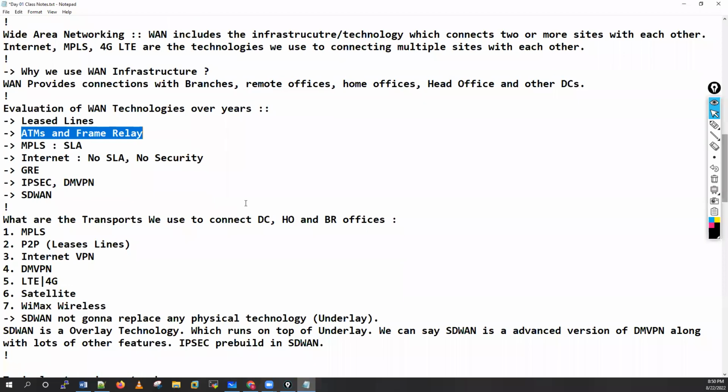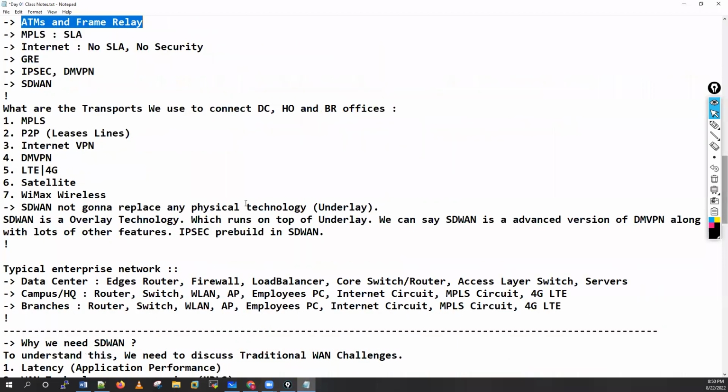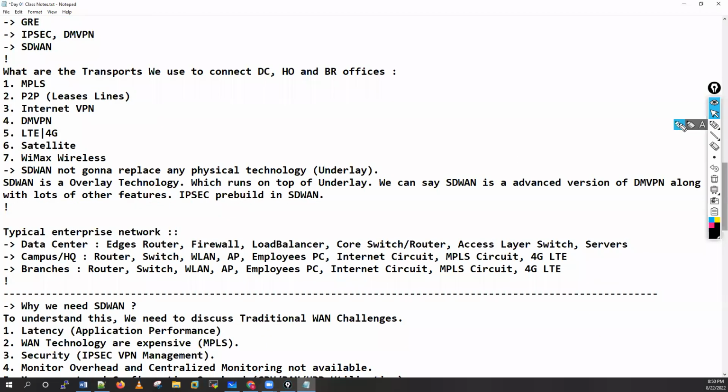Now, generally, guys, what transports do we generally use to connect your data center with your head office, or your branch office with the head office, or with the data centers, right? Nowadays, the most popular technology is MPLS. Every organization is using MPLS because it is providing the SLA, guys.